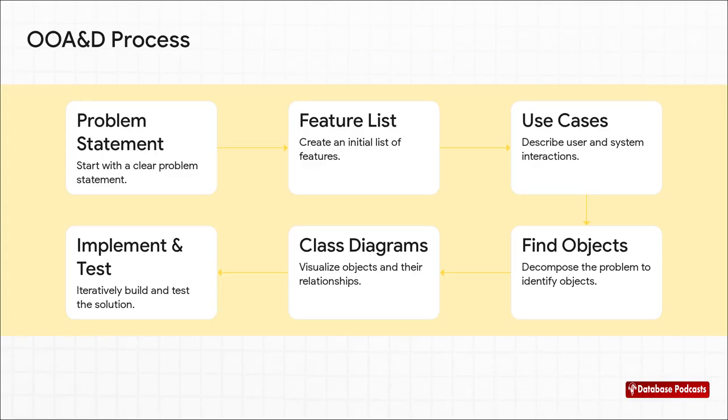It's a cycle. You start with a problem statement, you list out the features, and you write these little stories called use cases. Then you dig in to find your objects, maybe sketch out some class diagrams, and then you build in tests. But, and this is the crucial part, you don't just stop. You loop back again and again, refining your understanding with every single pass.